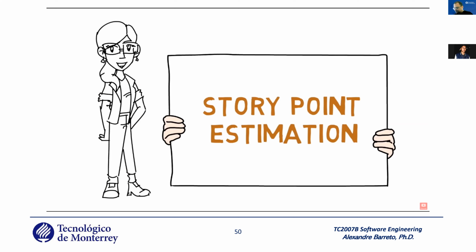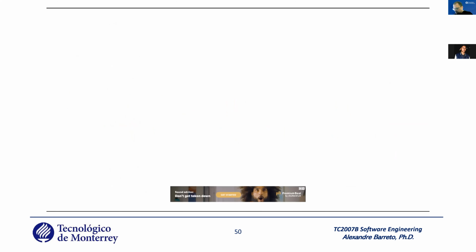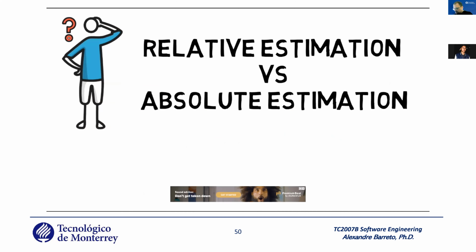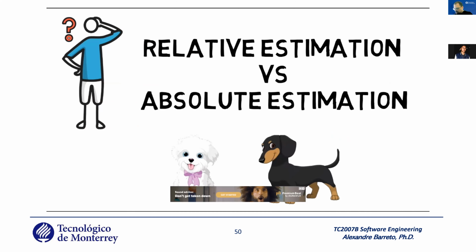There are different ways when talking about estimating. We either use relative value or absolute value. Relative complexity is easier to judge than absolute. Look at these two dogs. If I ask you which one weighs more than the other, pretty easy, right? But what if I ask you to tell me how many pounds each one weighs? This is hard, right?